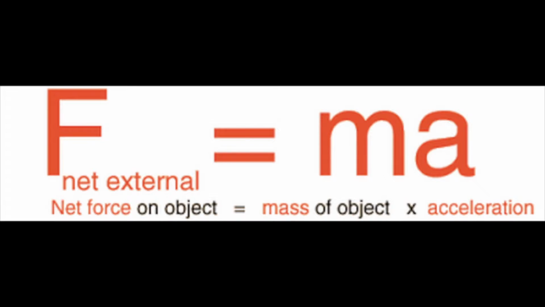Newton's second law states that the acceleration of an object as produced by a net force is directly proportional to the magnitude of the net force, in the same direction, and inversely proportional to the mass of the object. The equation for this is force equals mass times acceleration.